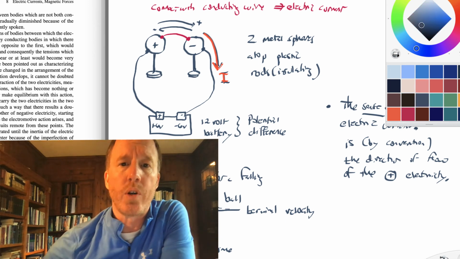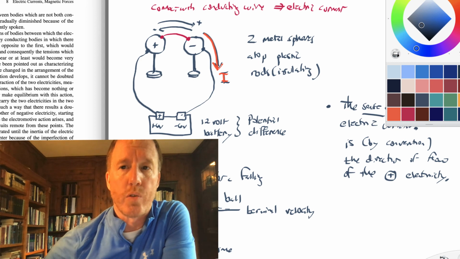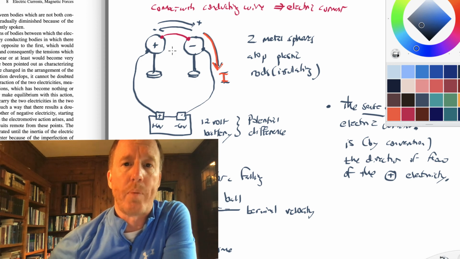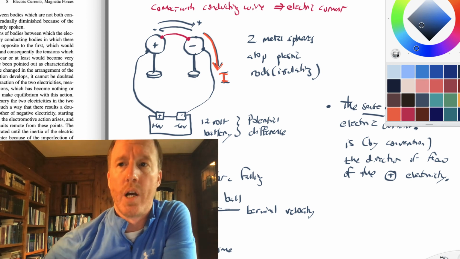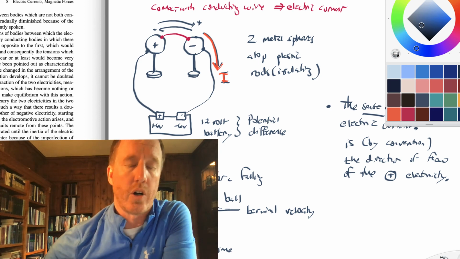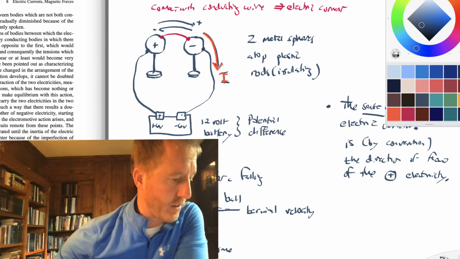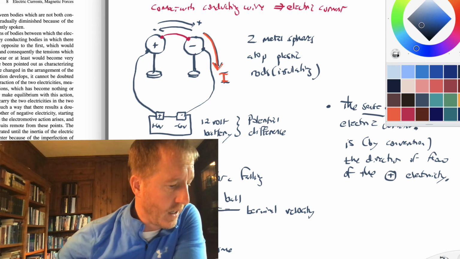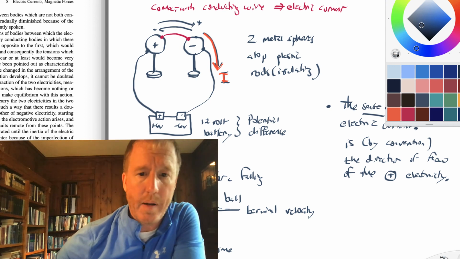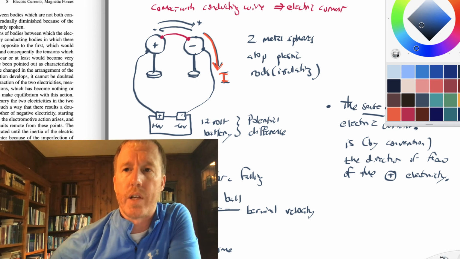In reality, we don't know at this point which is really flowing, or if both are flowing. Is it the positive charges that are moving this way? Is it the negative charges that are moving this way? Or is it both, positives going this way and negatives going this way? Well, he says it doesn't matter. We'll just talk about the direction positive charges are going and call that the direction of the electric current. Okay? All right.